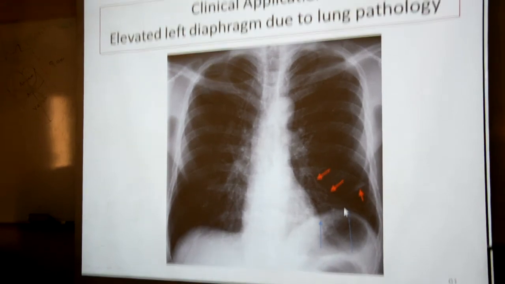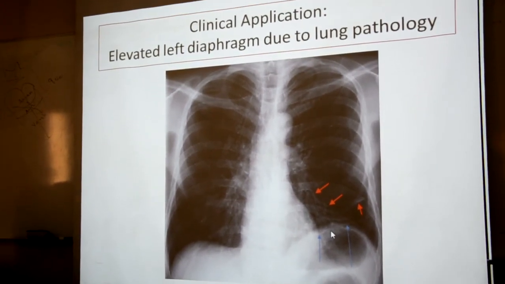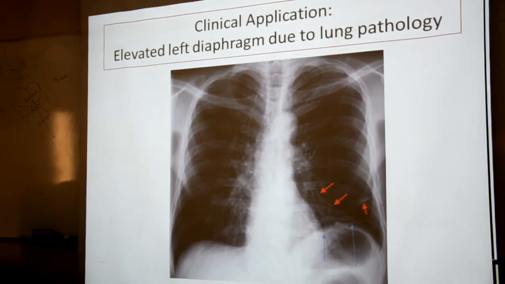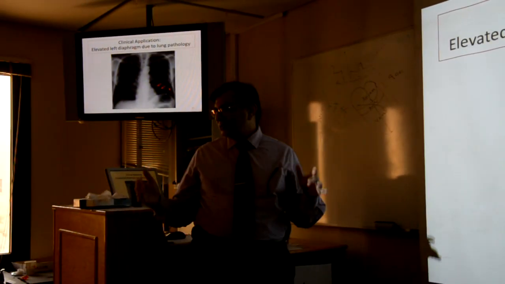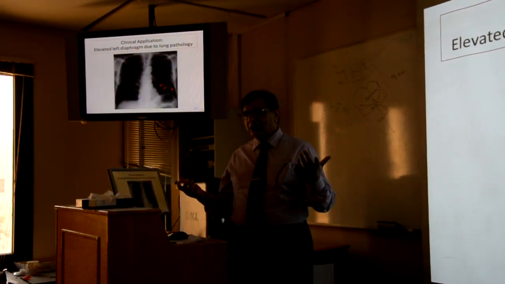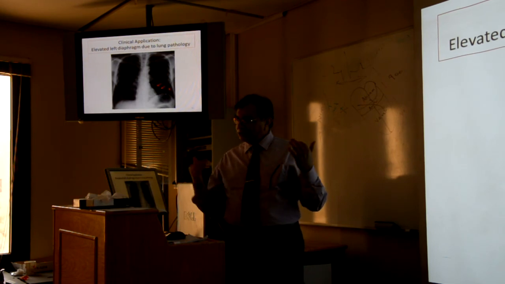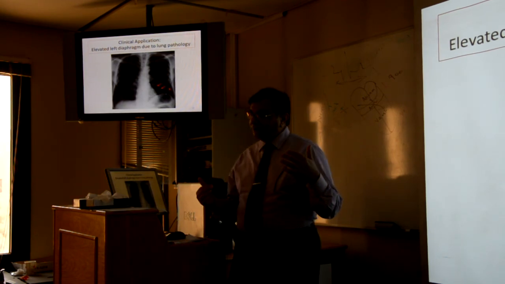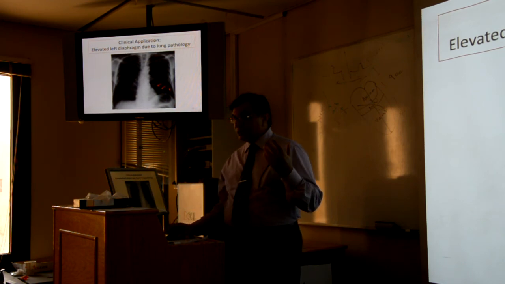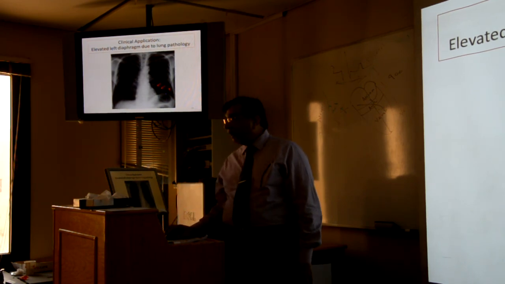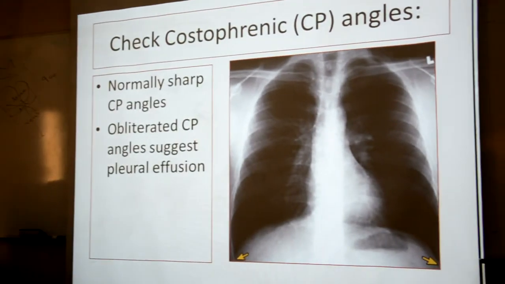Sometimes there's a paralysis of the diaphragm. That's why the diaphragm is pulled up. Sometimes there's pathology below the diaphragm, like pushing masses or enlarged distended bowel loops, or ascites, or pregnancies, or masses. In either case, we have to assess the position of the diaphragm, compare the right and the left, and try to assess the underlying cause why the diaphragm is elevated.